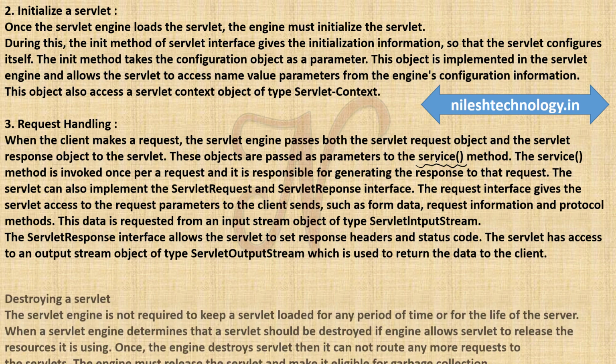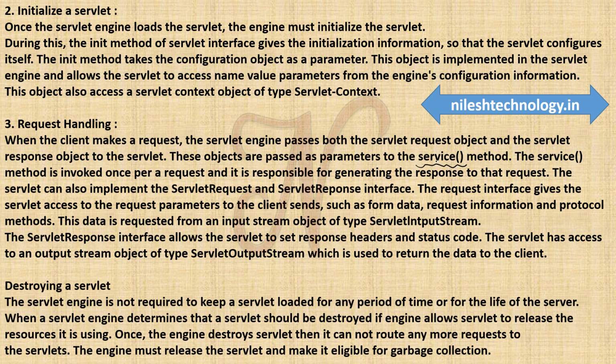Okay, so going to next, destroying a servlet. So this is the last stage. So if you close the browser, then the servlet engine determines that a servlet should be destroyed, if the engine allows a servlet to release the resources it is using. So once the engine destroys the servlet, then it cannot route any more requests to that servlet. Okay, so this is the life cycle of that servlet. So explain it in the paper. Okay, so going to next question.